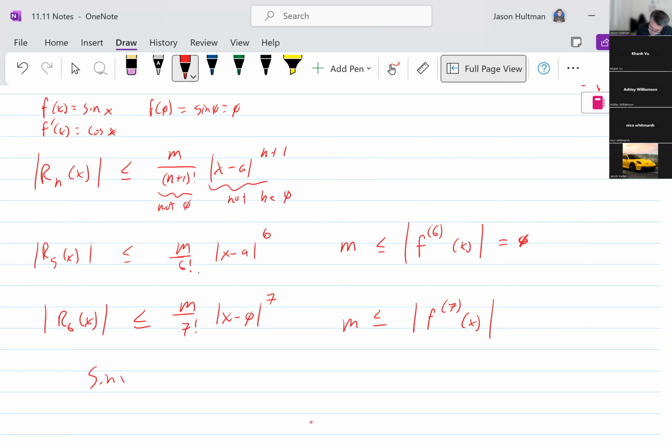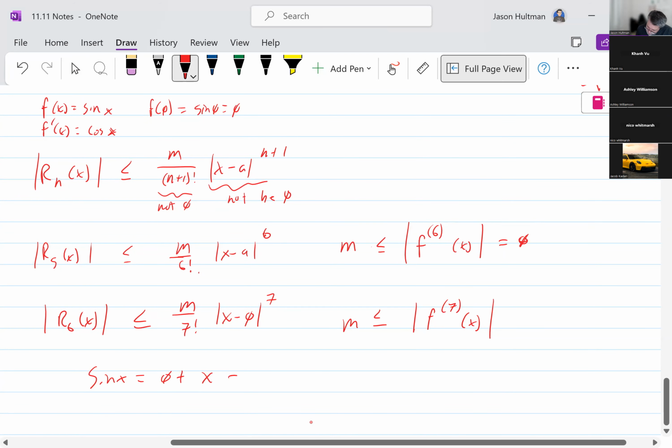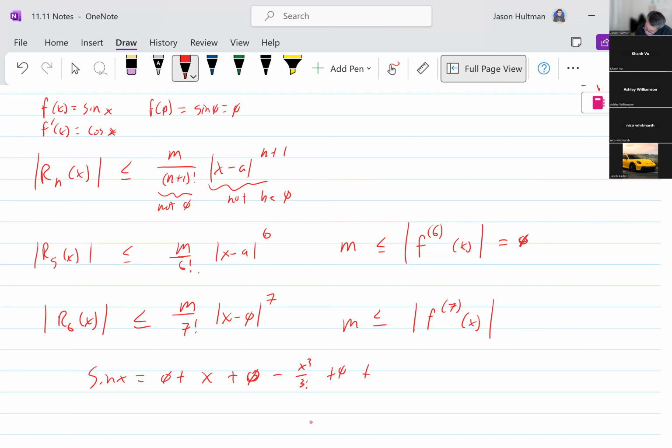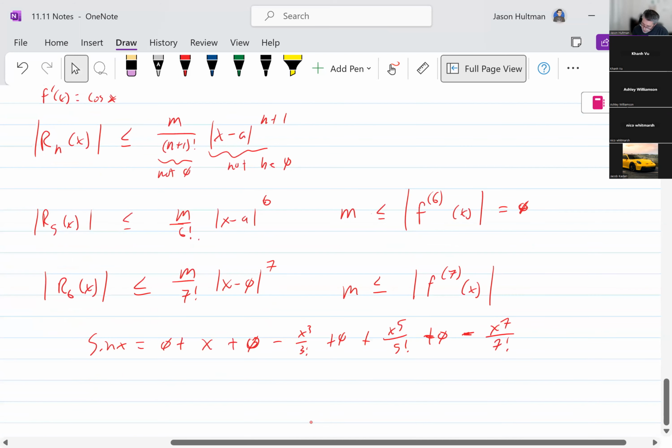Okay, but if again we look at the sine function, the sine of x, we get 0 plus x, okay, minus, or sorry, plus 0 minus x cubed over 3 factorial plus 0 plus x to the 5th over 5 factorial, okay, minus, or sorry, plus 0 minus x to the 7th over 7 factorial. Okay, so what was my 7th derivative then, evaluated at 0? What is f7 evaluated at 0?